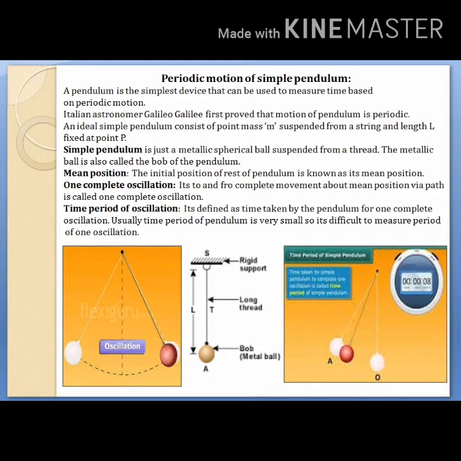A simple pendulum possesses oscillatory motion. Oscillatory motion means coming and going back to its original mean position. It also possesses periodic motion. Periodic motion means it follows a particular interval of time. It completes one oscillation when the bob moves from one position to the other and back. Time period of oscillation is defined as the time taken by the pendulum for one complete oscillation. Usually the time period of a pendulum is very small, so it's difficult to measure the period of one oscillation.